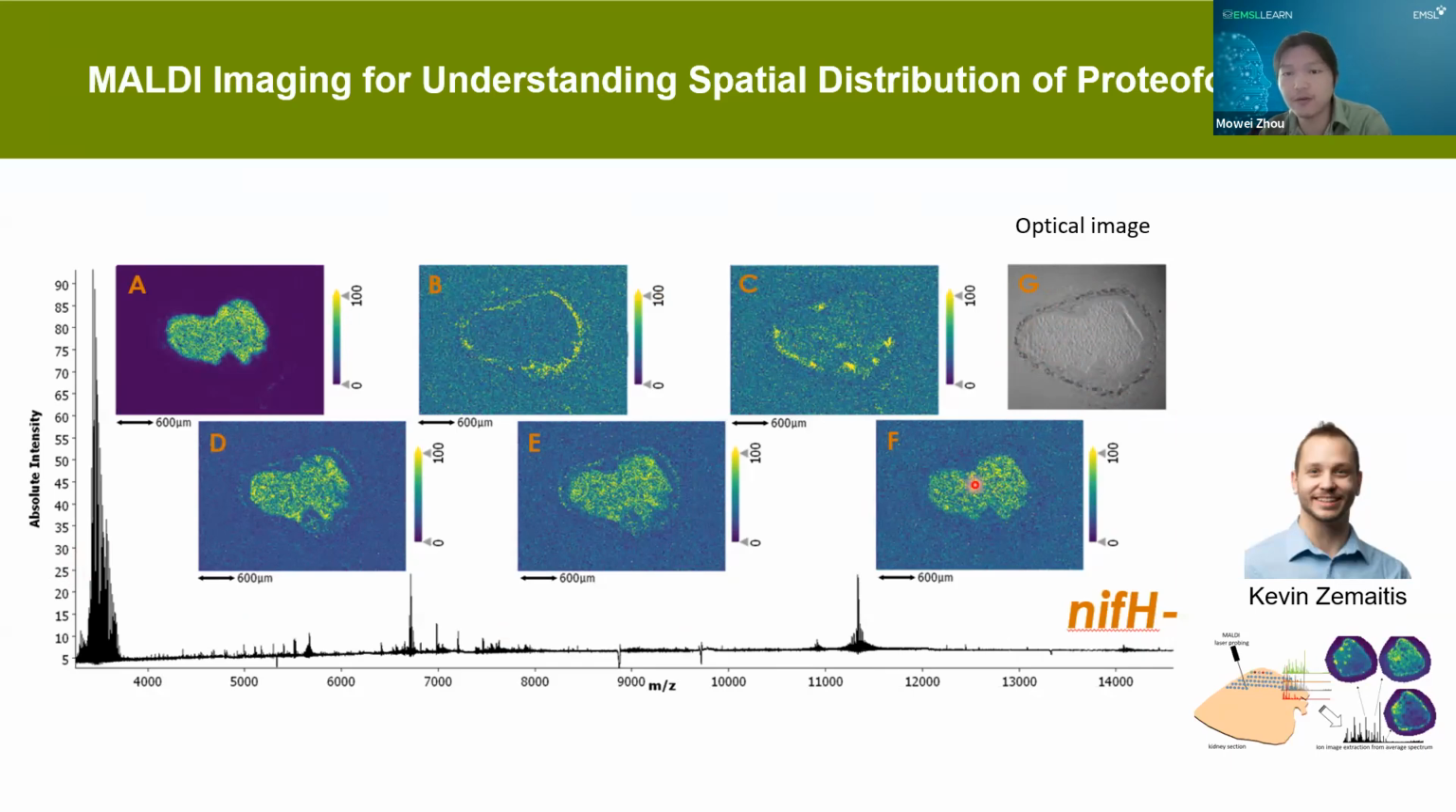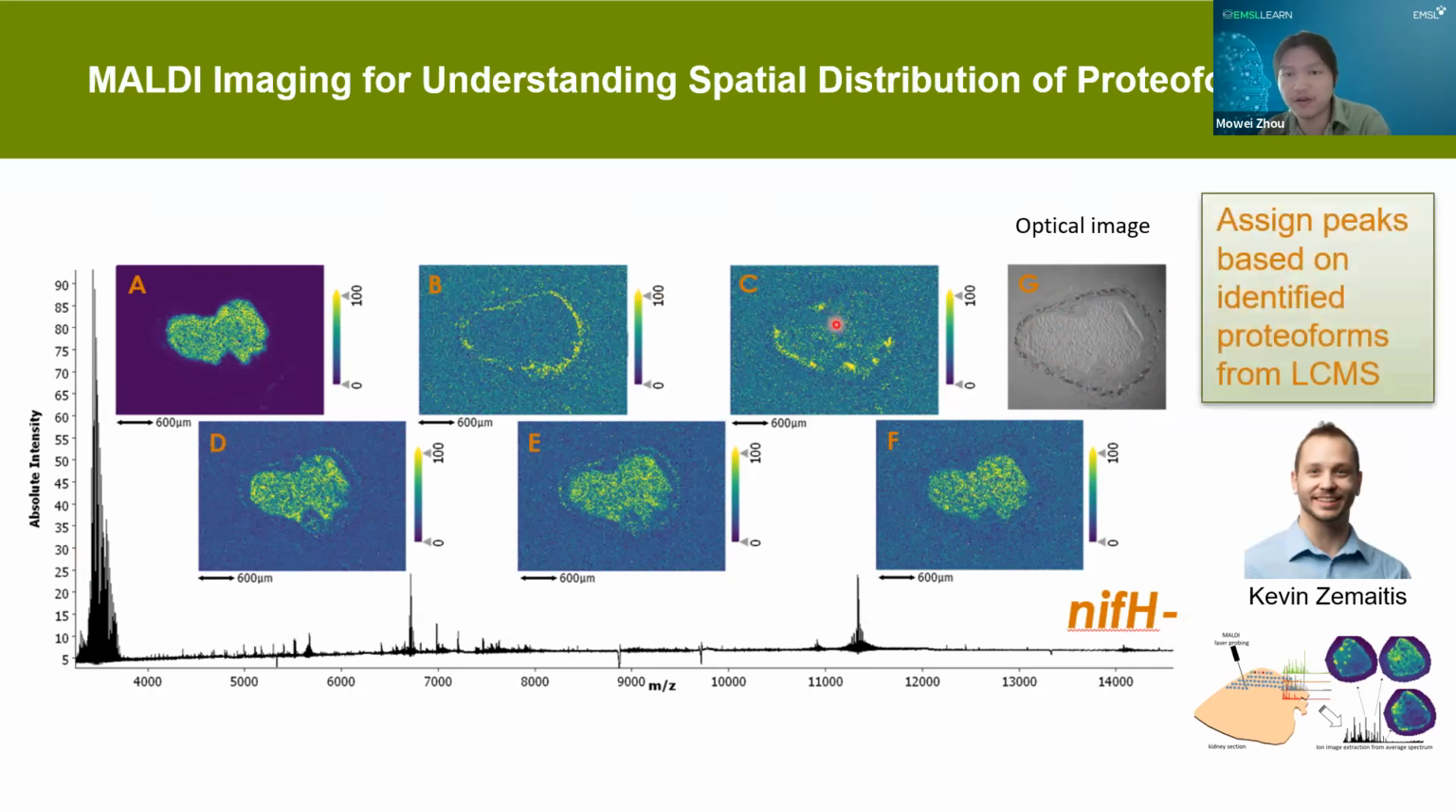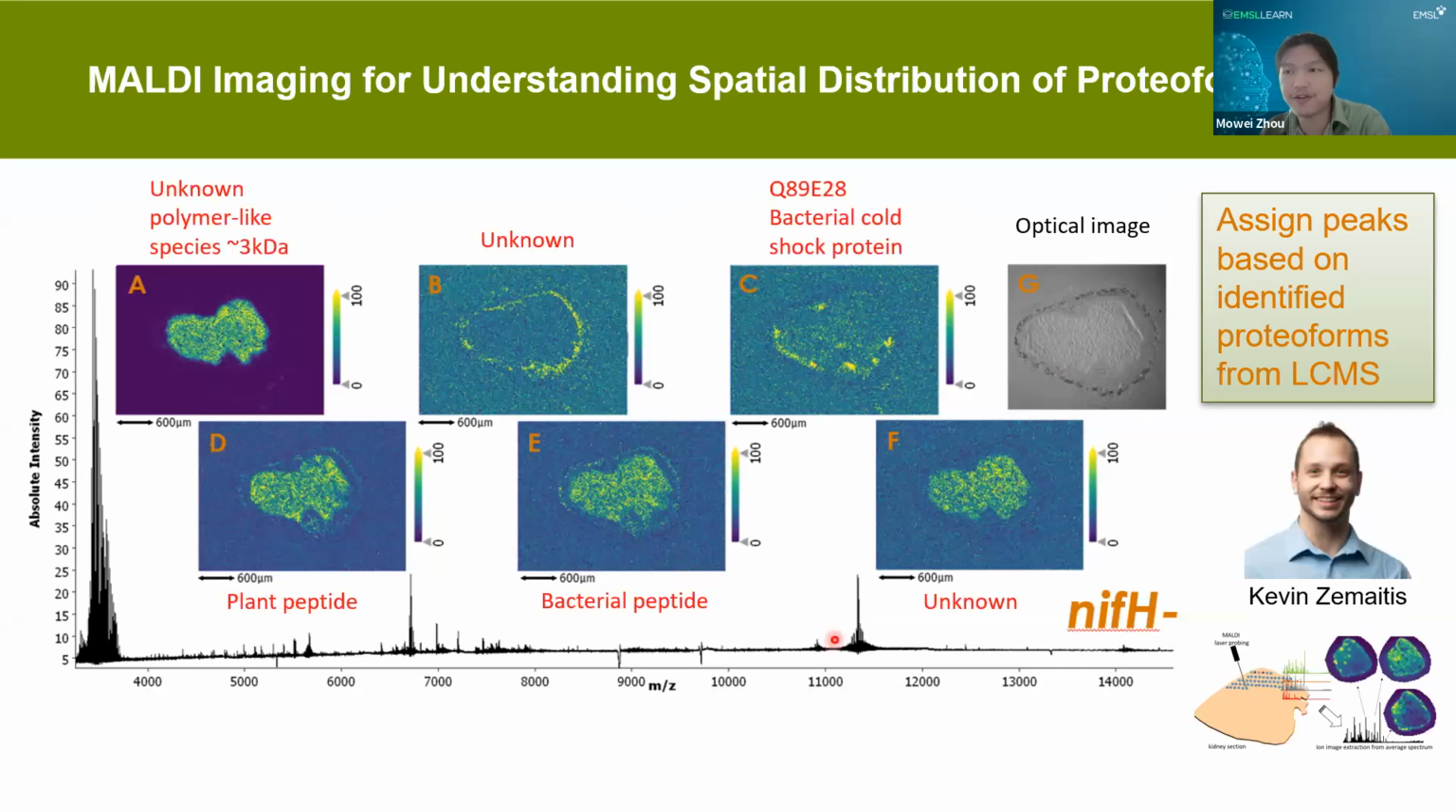What we were trying to do is assign those peaks based on the accurate mass by looking up the proteoform identifications from our previous LC-MS results. It was actually quite challenging for this sample because we see quite a lot of peaks that we couldn't assign very easily. You see a lot of peaks spaced by about 14 Dalton, so it looks like some kind of alkyl chain. We don't think it's contamination. It may be some endogenous plant polymers that are about 3,000 Dalton.